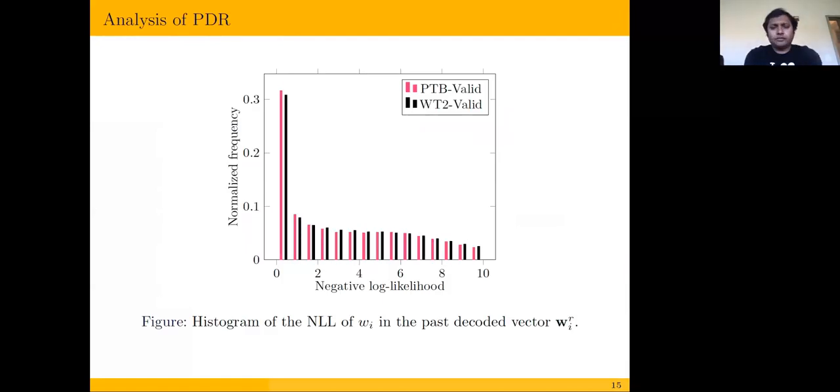Okay, so we did some analysis of how exactly PDR is working. In this plot, we essentially plot the negative log likelihood of the past decoding operation. Once the last token of the context is decoded, that's the past decoded vector, we can compute the negative log likelihood corresponding to the actual last token, right? If we compute that and plot a histogram for the validation sets of PTB and Wikitext 2, essentially what we see is indeed the past decoding operation can recover quite a lot of information about the last token.